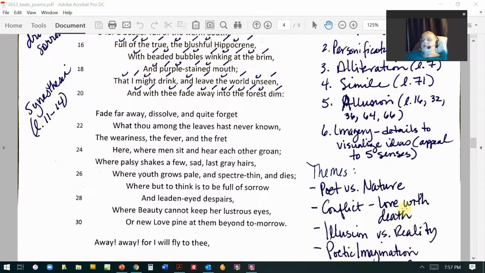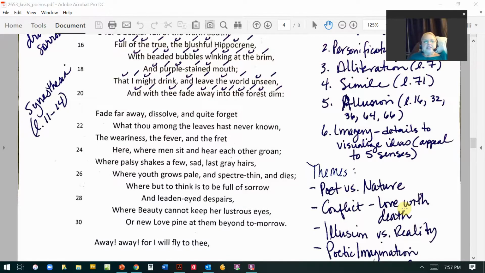So if you think about what's going on in his life, he knows that he's going to be dying. I mean, he's getting it himself. His brother is that youth growing pale. Beauty, she cannot remain beautiful. And love isn't going to last, right? He says, I wish that, so this is that negative capability, I wish that I could escape with you into your world, right?